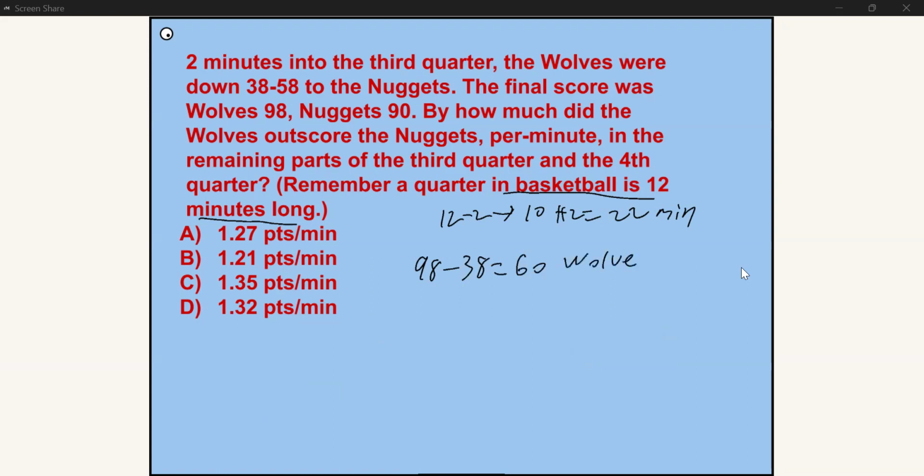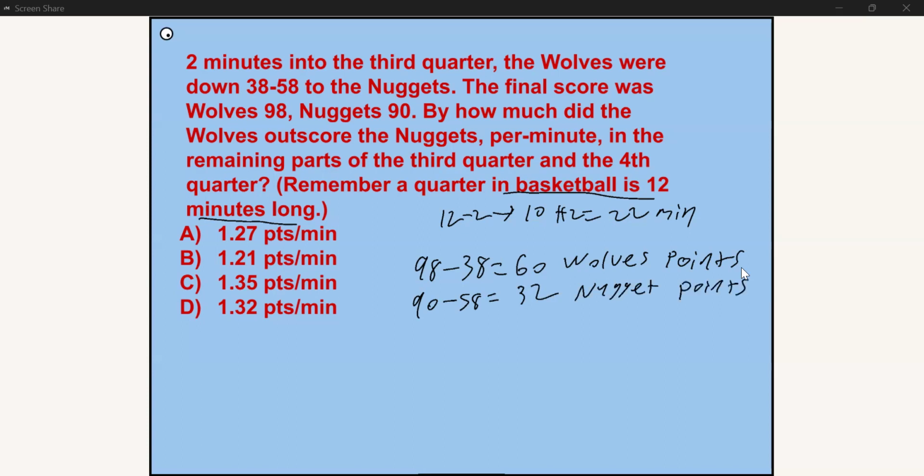Wolves points. That's pretty good. That is pretty good for a half. Less than a half, especially in the playoffs. And then the Nuggets went from 90 and they started at 58. So that is 32 points. That is not so great, even for a playoff half.